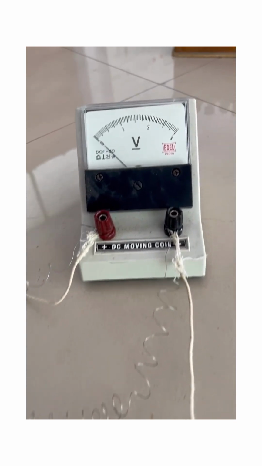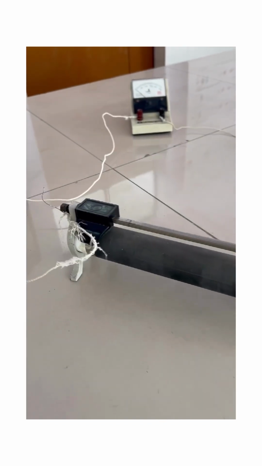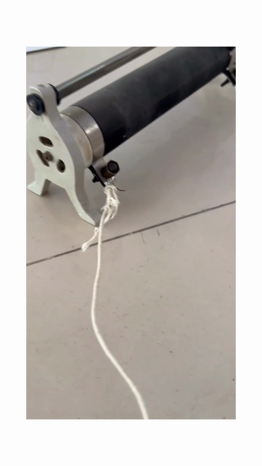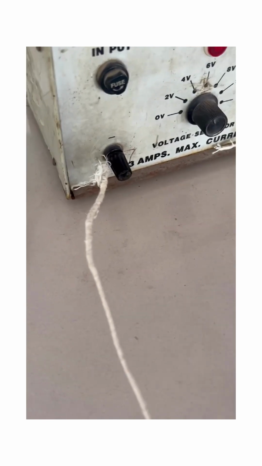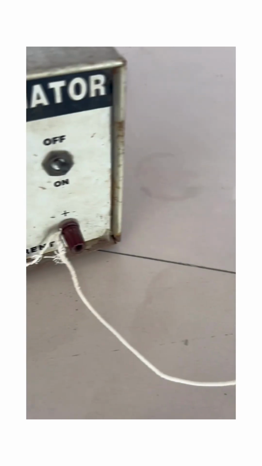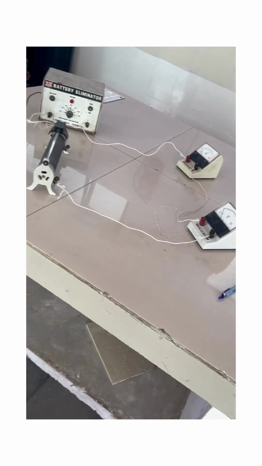An unknown wire, which is a 100 centimeter constantan wire, is connected in parallel, and this is connected to one of the lower terminals of the rheostat. The upper terminal of the rheostat is connected to the black terminal of the battery, which is connected to the black of the voltmeter, and the red of the ammeter is connected with the red of the battery eliminator.